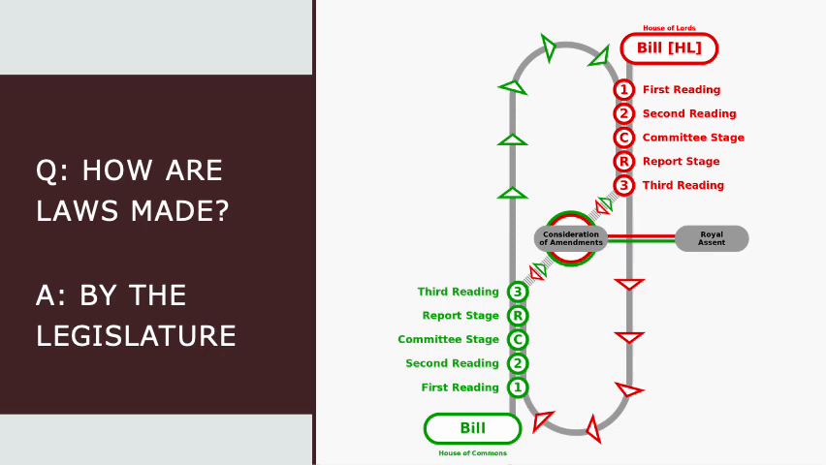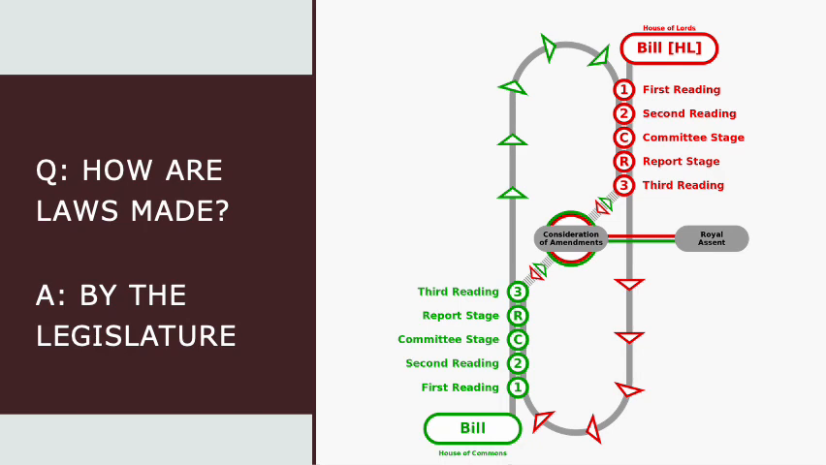This approval is known as royal assent, ASSENT. So this approval is known as royal assent. And then once royal assent is given, the bill becomes an act of parliament and it is therefore law.